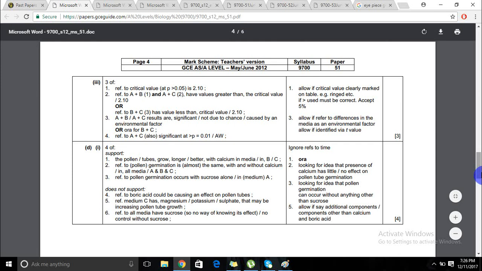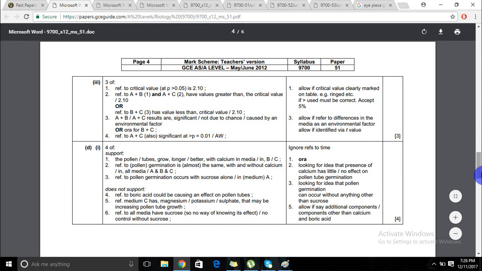The pollen tubes grow longer with calcium in the media in the case of B and C, 1 mark. And reference to pollen germination being almost the same with and without calcium in all media, or reference to pollen germination occurring with sucrose alone. Reference to boric acid causing an effect on pollen tube, yup, 2 marks.